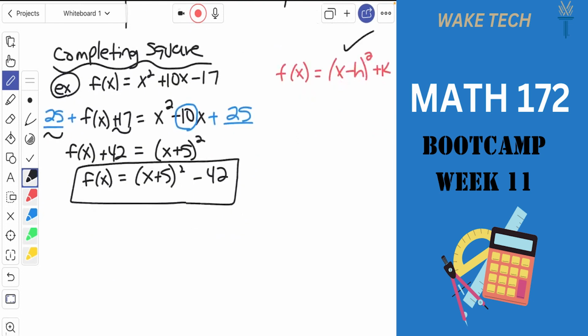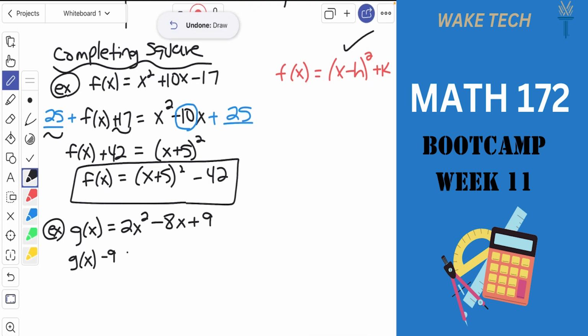Okay, let's look at one that's got one additional step. The one we just looked at did not involve step 2 from the list I sent, but this one we're about to do will involve step 2. So g of x equals 2x squared minus 8x plus 9. Same first step. So we need to complete the square for this. Our first step is the same. We're going to move the 9 to the left side because it's not part of our completing the square journey.